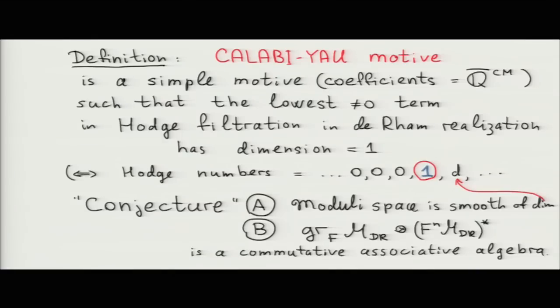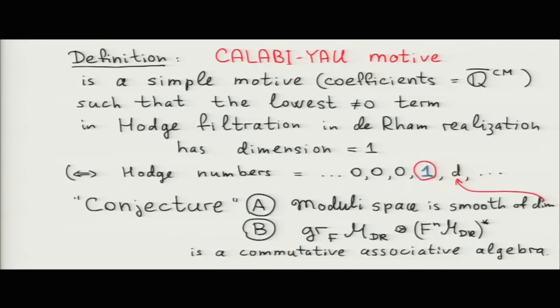Now, go to the motivic world. What are Calabi-Yau motives? One can make the following definition. Maybe it's not the final definition, but Calabi-Yau motives are simple motives, considered with ultimate coefficient field Q bar, with complex multiplication, and such that the lowest term in the Hodge filtration of the de Rham realization has dimension 1. So if you consider the sequence of Hodge numbers, you get 0, 0, and the first non-zero number will be 1. And then I get some next number d.